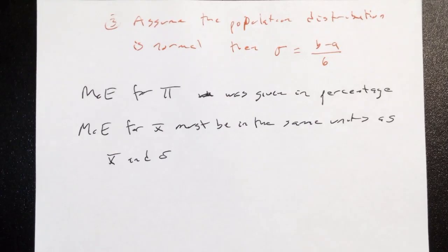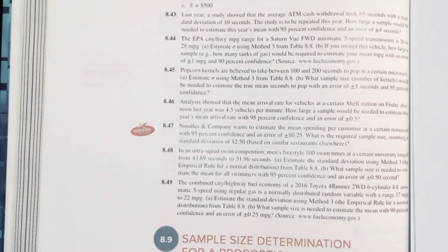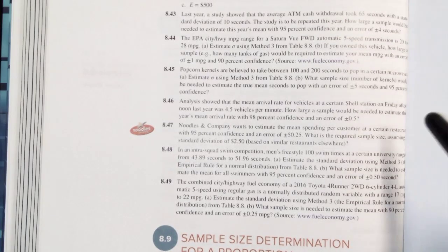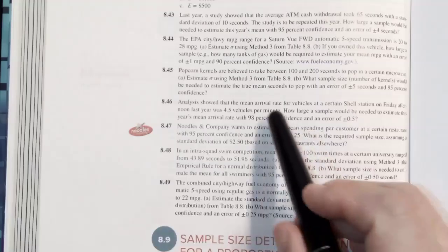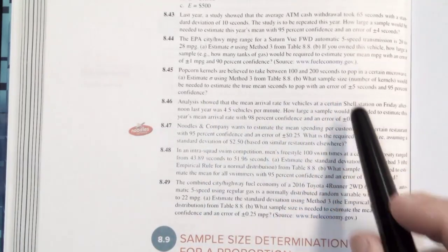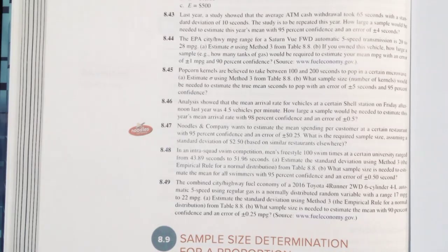So just listen to the setup of the problem here on page 302. Here are a couple problems. Problem number 43. Last year, a study showed the average task withdrawal took 65 seconds with a standard deviation of 10 seconds. My margin of error would be plus or minus 4 seconds in this problem. 45. Popcorn kernels are believed to take between 100 and 200 seconds to pop in a particular microwave. What is the estimate for the true mean to pop with error plus or minus 5 seconds? I've got to use the same units I'm using up here.